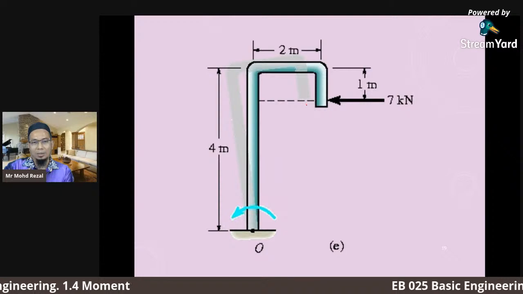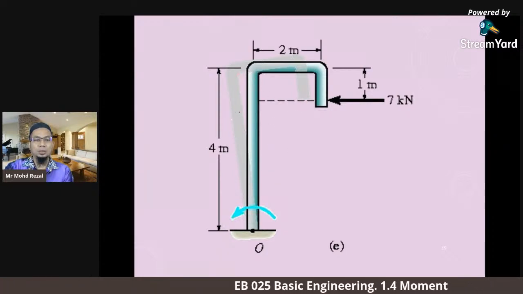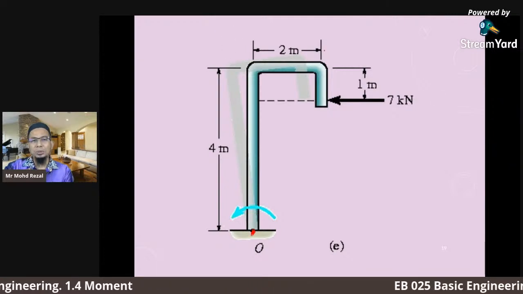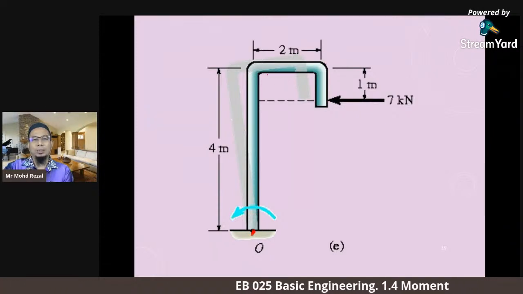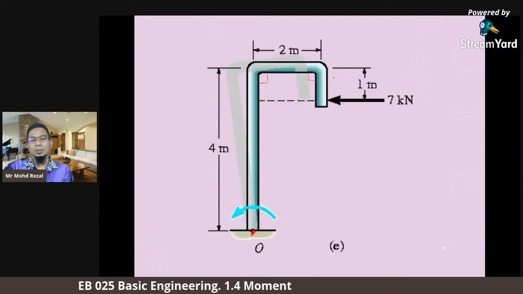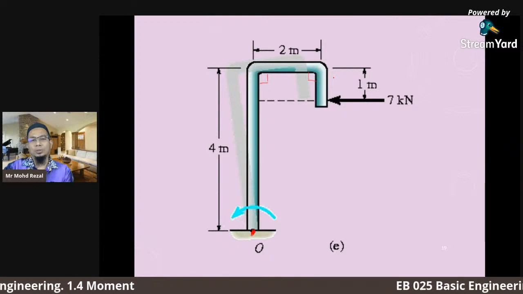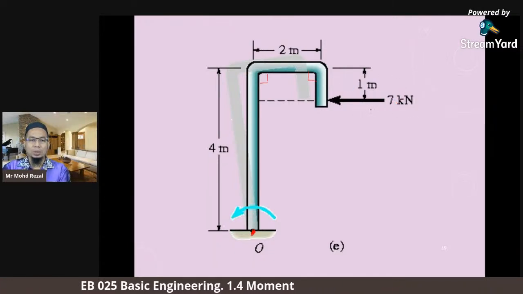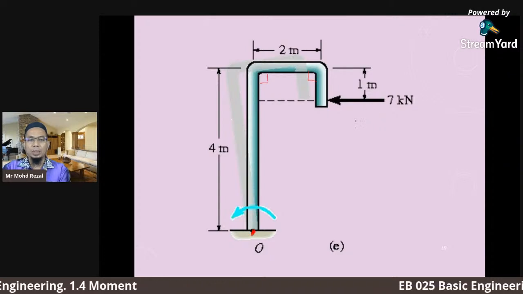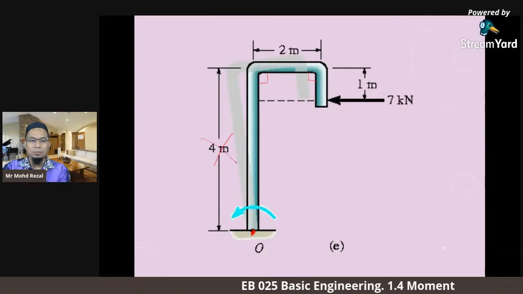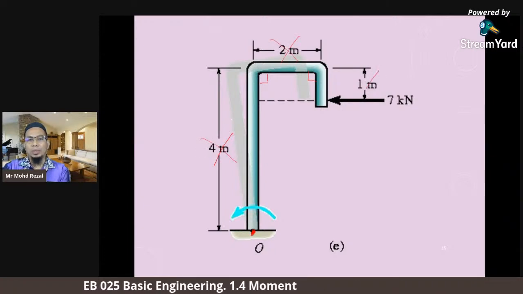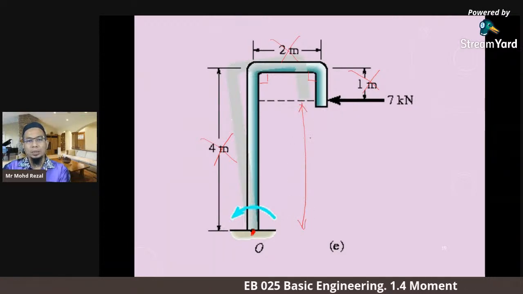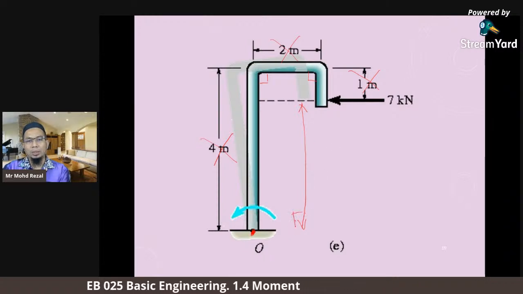Okay. This system, the height is 4 meter from rotation point, and then bend 2 meter another, and bend another perpendicular, 1 meter. So what is the perpendicular distance from the applied force? The applied force is 7 kilonewton horizontal. Where is the perpendicular distance? We cannot take the 4 meter, we cannot take 2 meter, we cannot take 1 meter, but the perpendicular distance is here.